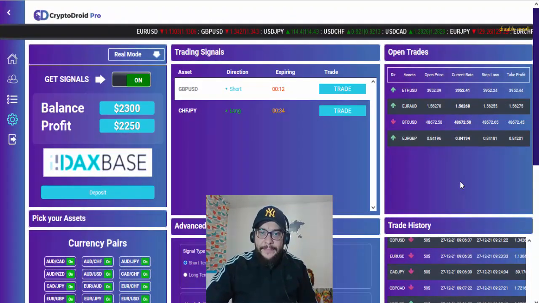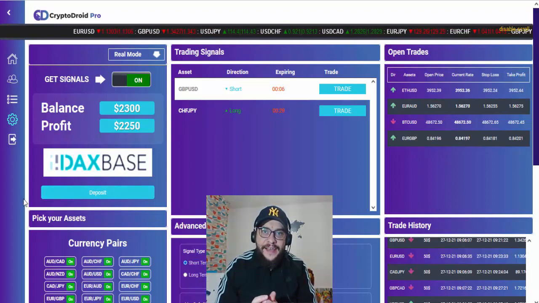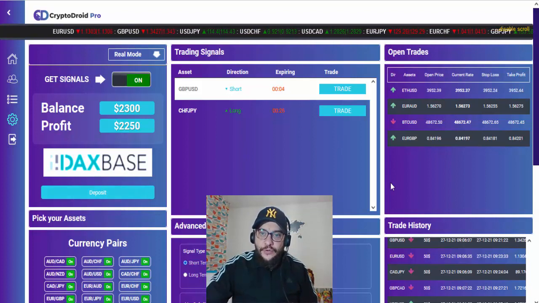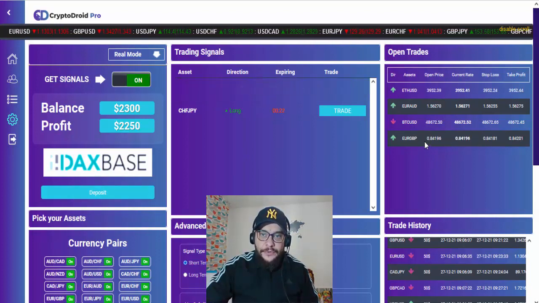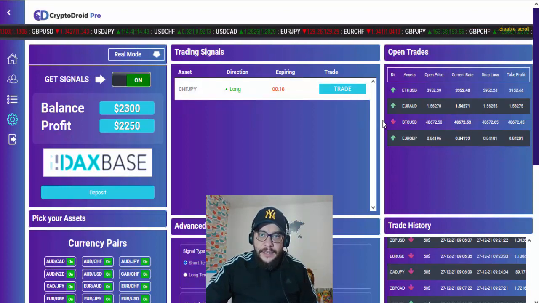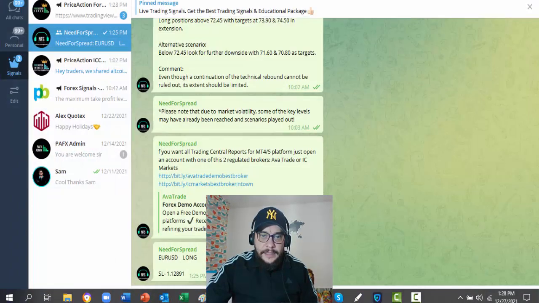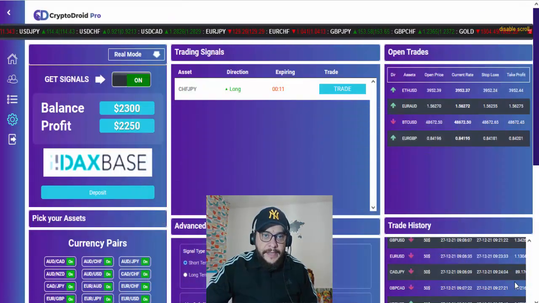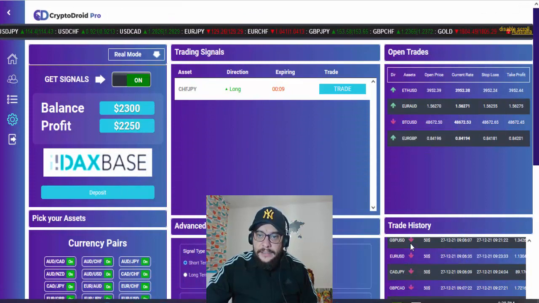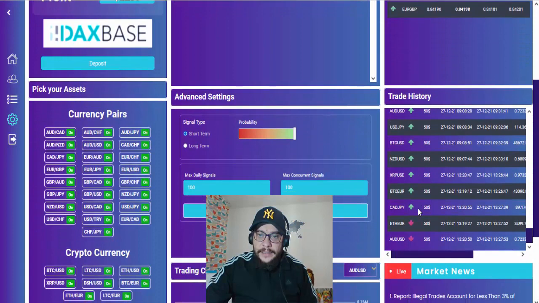Right, everyone. So I'm back with today's trading results using Crypto Droid Pro. And as you can see, we still have 4 trades to close. We have Ethereum USD, Euro AUD, Bitcoin USD, and Euro GBP, as you can see here in the open trades box. And let me go ahead and have a look at what was happening with the other trades that I already placed. Let me go ahead here in this box.